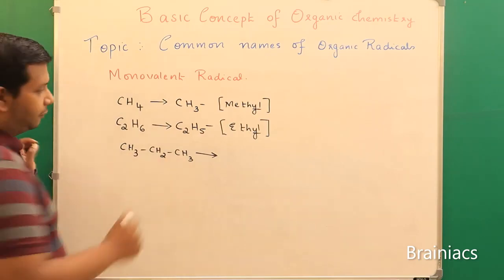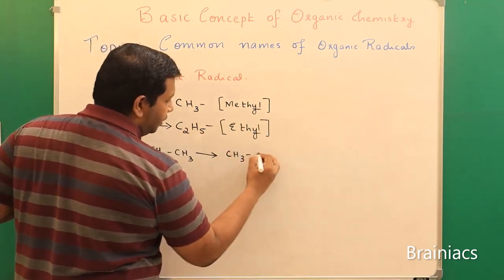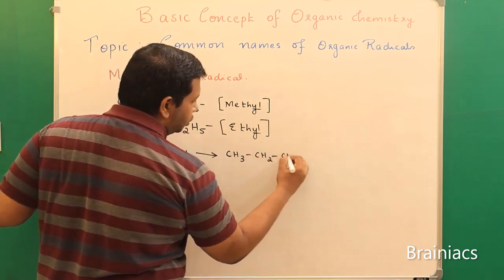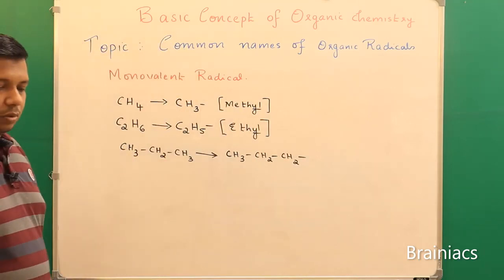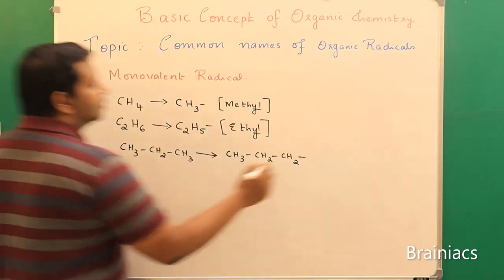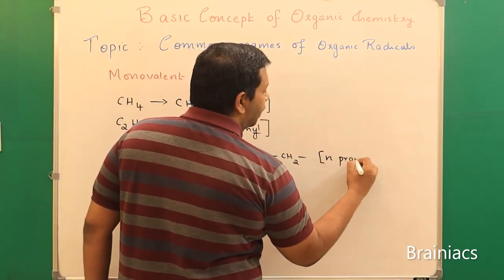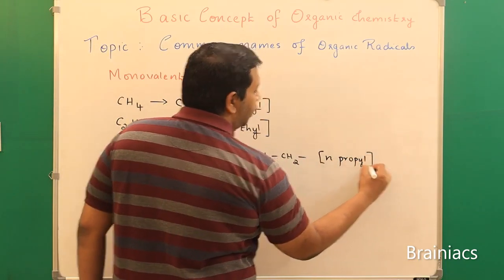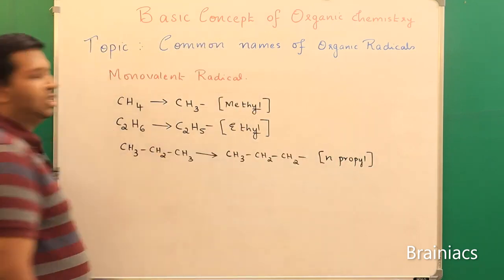Let me say the first one is CH3, CH2, CH2. One H is replaced from the terminal carbon atom. So what is the name of this one? This is called normal propyl, because it is linear in nature.